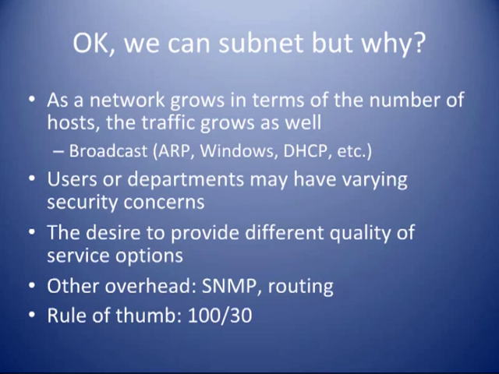Now, down at the bottom there, I've got a rule of thumb there, 130, and that simply means that a rule of thumb to start with is that you can usually get away with about 100 nodes per network or per subnet, or 30 really busy nodes. That is to say, if you've got a bunch of nodes and they're not doing very much, not heavy-duty traffic generators, then you can sometimes get away with putting a bunch of them on a subnet together. But as you start to create servers or folks that are streaming a lot of media, that number starts to drop a little bit.